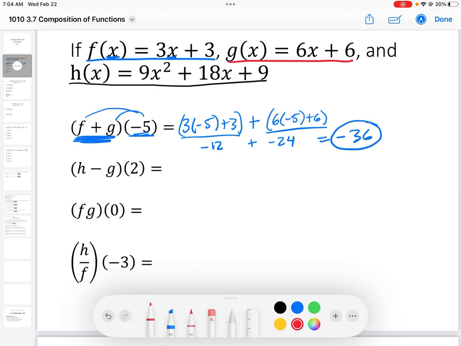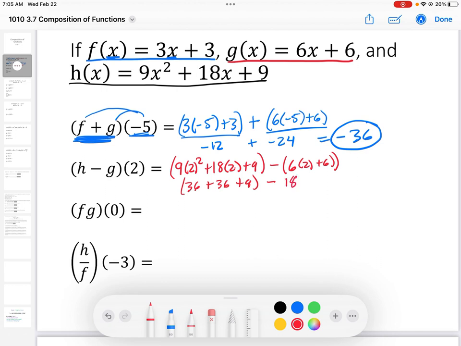Okay, so for this next one, where we're finding h minus g of 2, I'm going to take 2 and plug it into h. So that gives me 9 times 2 squared plus 18 times 2 plus 9. And all of that is going to be subtracted by g of 2, which is 6 times 2 plus 6. And so I'd say, okay, well, 2 squared is 4. 4 times 9 is 36. 18 times 2 is also 36. And then I have plus 9. And then I'm going to subtract 12 plus 6, which is 18.